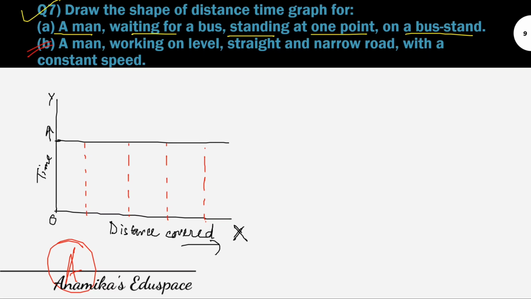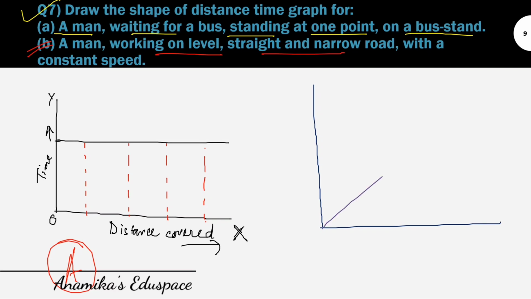And the next one, that is a man walking on a straight and narrow road with a constant speed. So when there is a constant speed, then there is a uniform motion. So the graph would be like this. If the man is standing here, the man will move with uniform motion. So this is y, this is x. Again, this one will be distance covered, this one will be time taken, right? And you can just plot it because it is traveling equal distances in equal intervals of time.